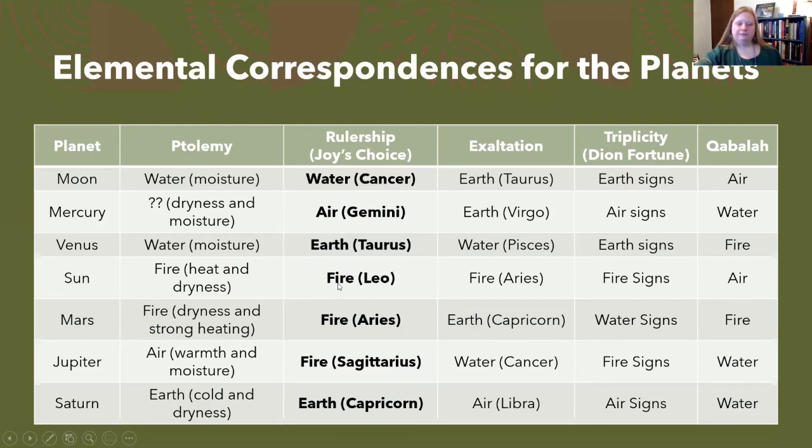Sun is Leo, which is fire. Mars rules Aries and Scorpio. Aries is fire. Jupiter rules Sagittarius and Pisces. We'll go with the first one, which is Sagittarius. That's fire. This is how I keyed into this one.